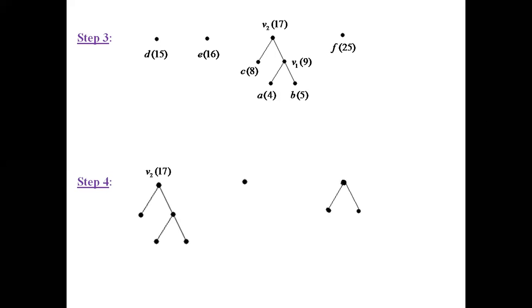So step 4, we have this undisturbed vertex along with its children. There is this subtree written as it is. So V2 and their children C and V1 as it is. V1 children are A and B as it is. The undisturbed vertex F is also kept as it is. Now these two weights are added. 15 plus 16 is 31. So the new vertex V3 has the weight 31. Its children are D and E, which have the weight 15 and 16.